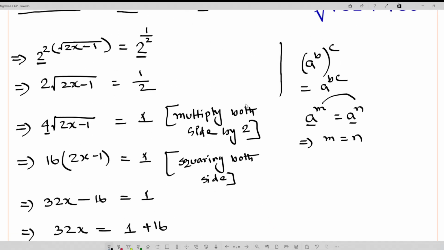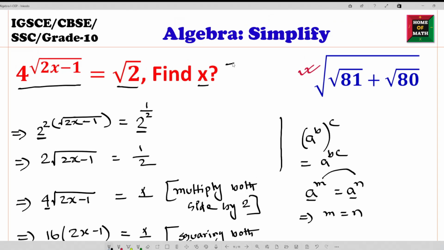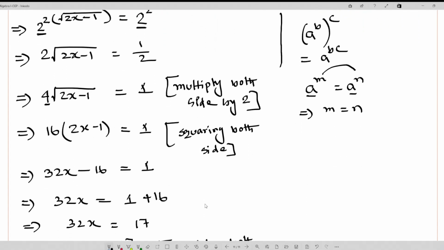Hope you clear this one. It's also very important math for grade 8 to 10, CBC, IGCSE, SSC. So these types of math I'm trying to solve almost every day.